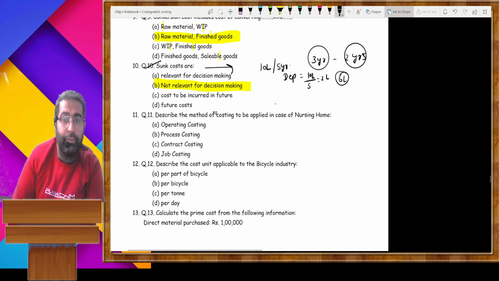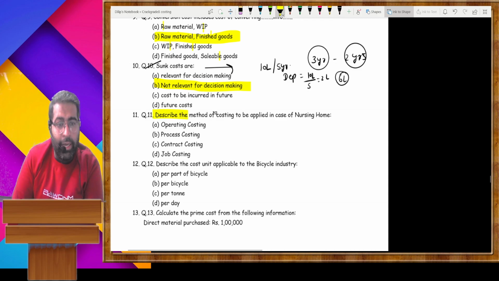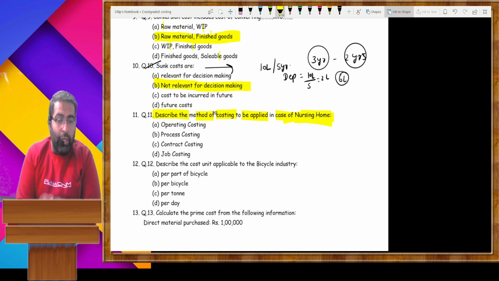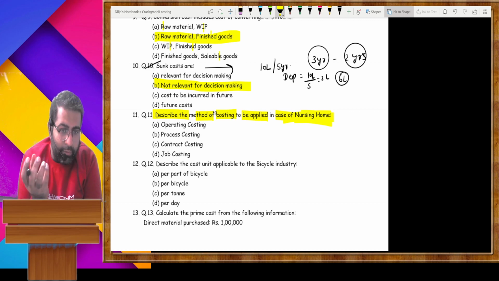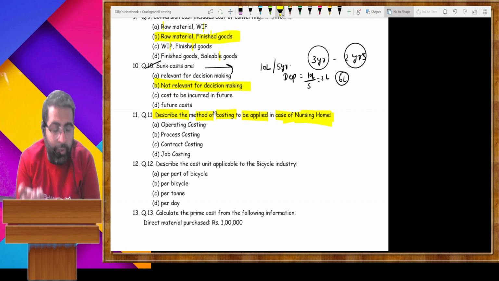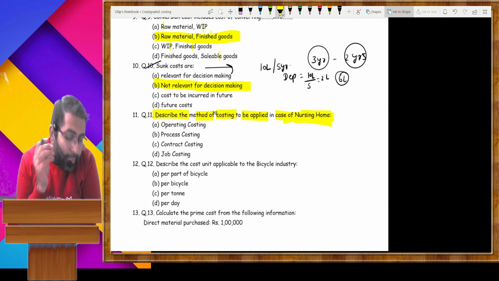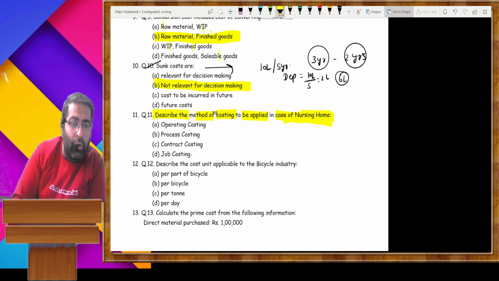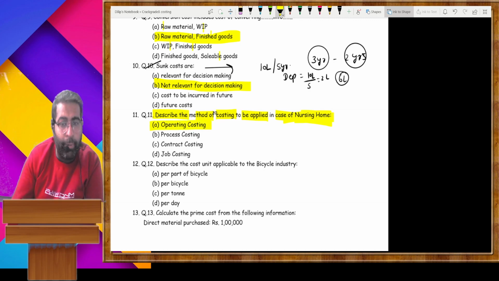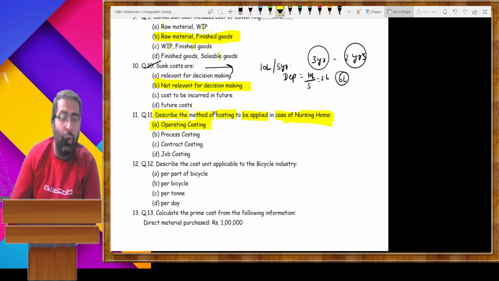Okay, now next question. Describe the method of costing to be applied in the case of a nursing home. In a nursing home, what things are done? Services. In a nursing home, we provide different types of services. In services, we use operating costing. Patients are treated, so it is providing services: service costing or operating costing.